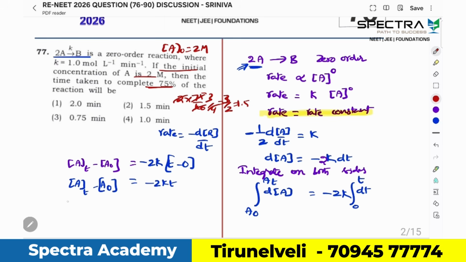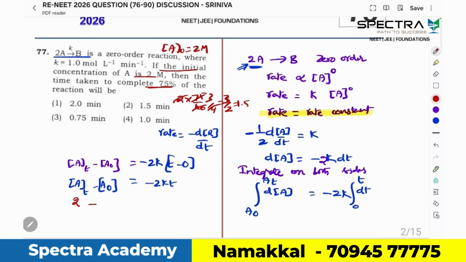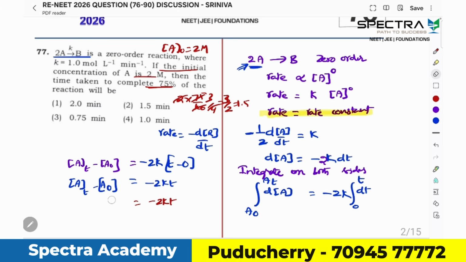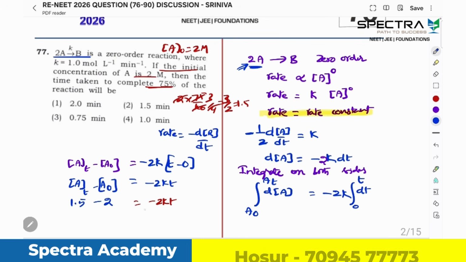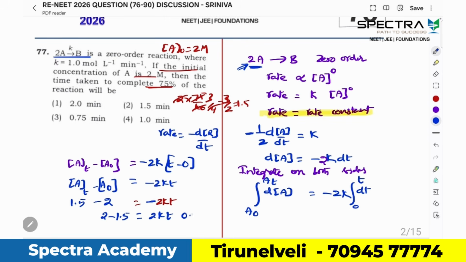So the initial concentration given is 2 molar, and 75% is dissociated, so you have the remaining 1.5, which is equal to minus 2kT. Initial concentration given as 2, and here you have the 1.5. Now you can rearrange with the negative sign: 2 minus 1.5 is equal to 2kT, that is 0.5 is equal to 2kT.